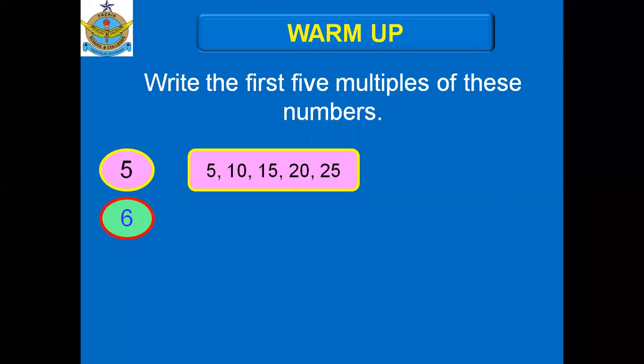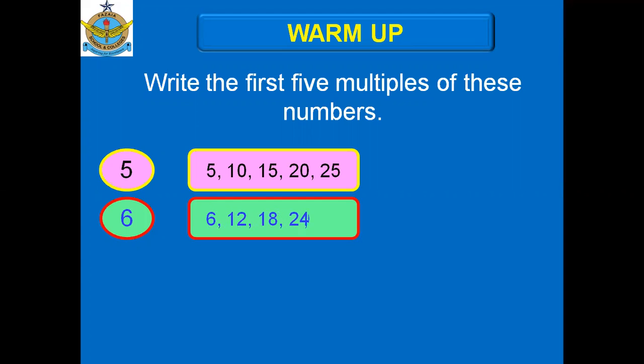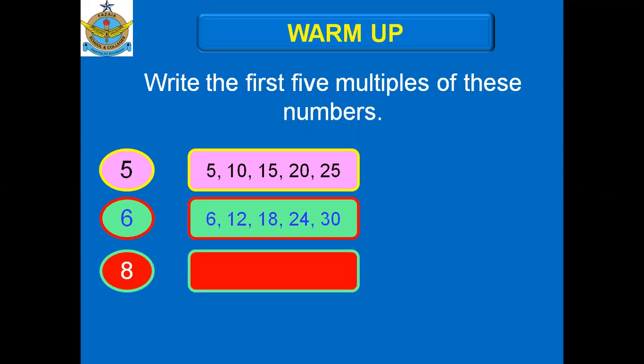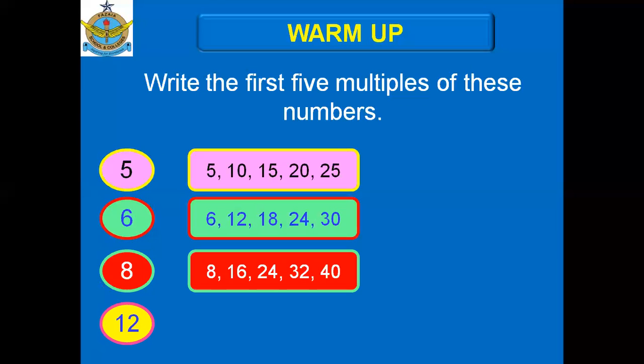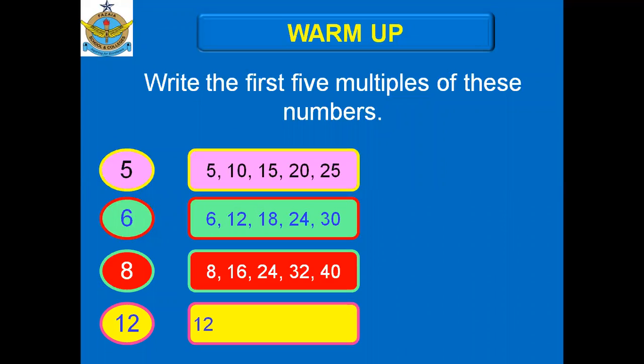And now we write down the multiples of 6. We just write the 5 multiples of 6, okay? And the multiples of 6 are 6, 12, 18, 24, 30. And now we write down the multiples of 8. The first 5 multiples of 8 are 8, 16, 24, 32, 40. Now we write down the multiples of 12, and the first 5 multiples of 12 are 12, 24, 36, 48, 60. Okay.